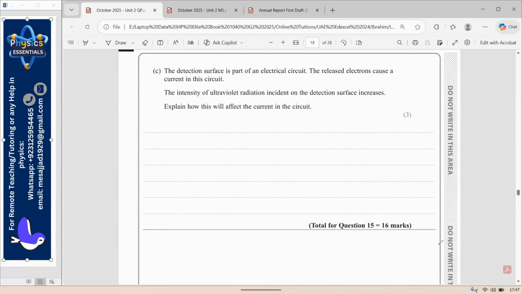The detection surface is part of an electric circuit. The electrons released cause a current in the circuit. The intensity of the ultraviolet radiation incident on the detection surface increases. Explain how this will affect the current in the circuit.